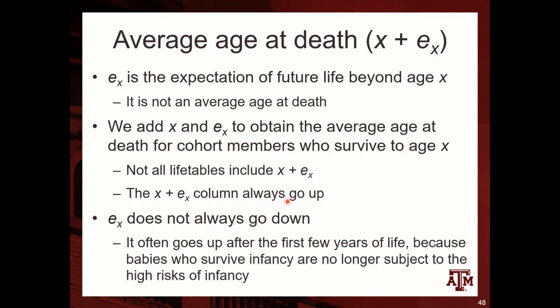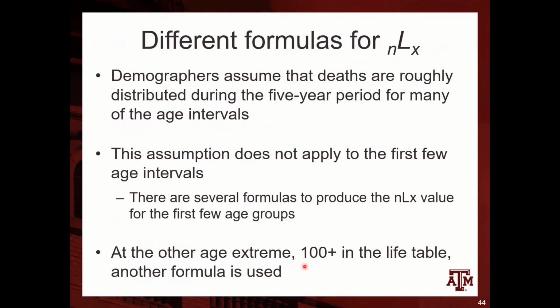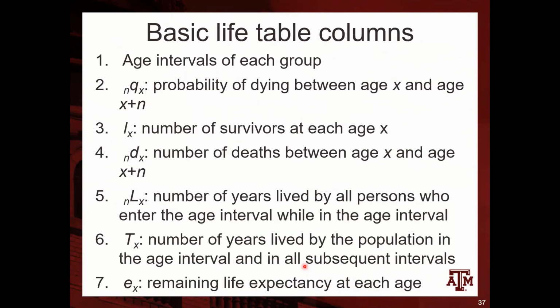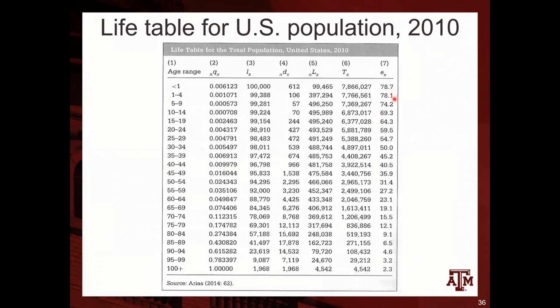But at the same time, the EX does not always go down. It often goes up after the first years of life, because babies who survive infancy are no longer subject to the high risks of infancy. But the infant mortality rate in the US is so low that it does not go up in our exercise here. It does decrease from 78.7 to 78.1. But in some countries you might see the life expectancy going up here, exactly because you have such high probabilities of dying during infancy.